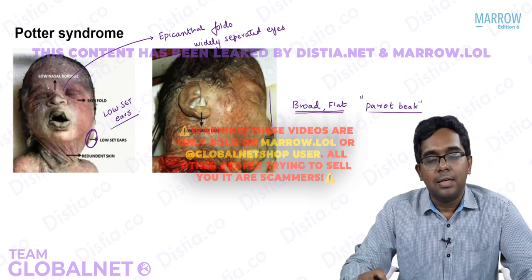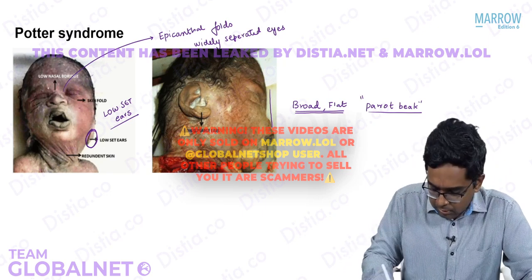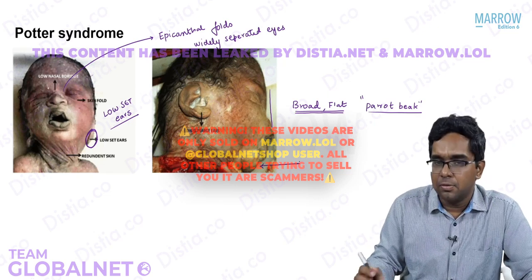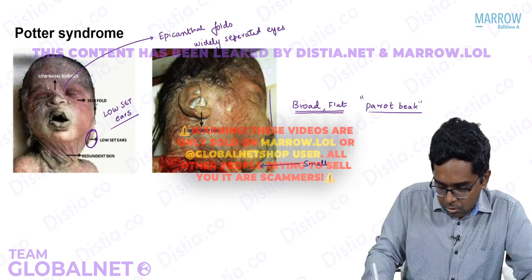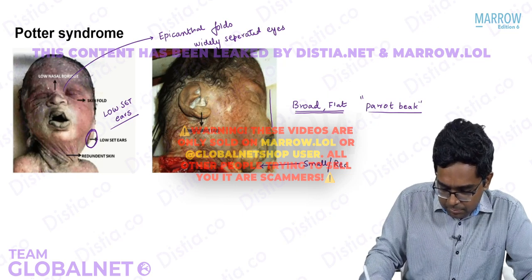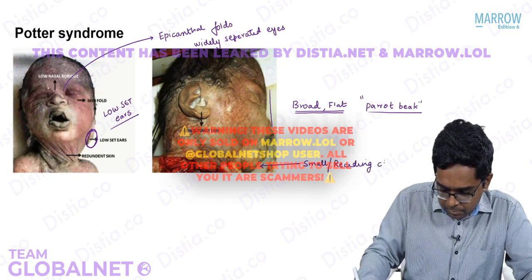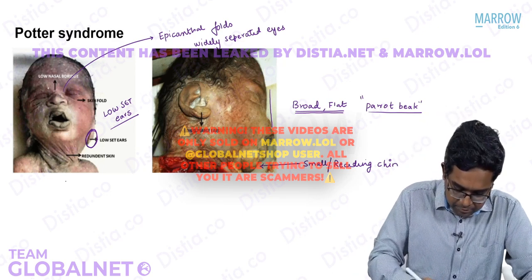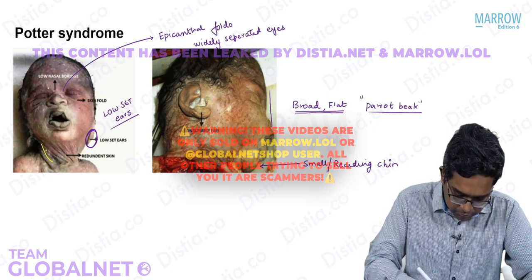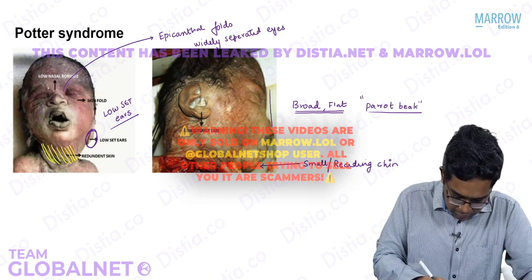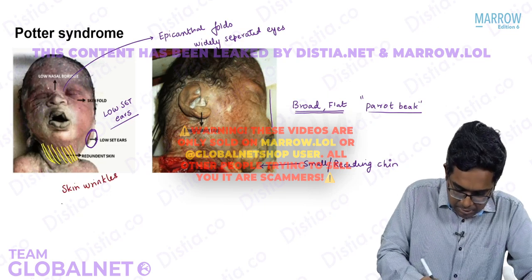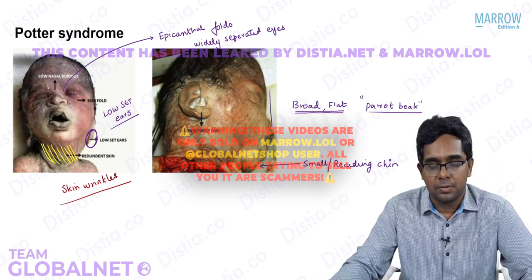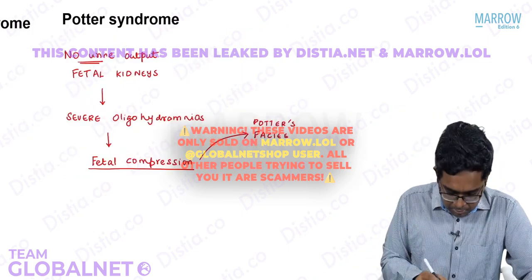The next important point to note is that the chin is pushed backwards and is also small. So it's a small chin, or what we also call a receding chin. Also you can notice this very characteristic finding wherein you have a lot of wrinkles in the skin. These are the characteristic facial features which are collectively referred to as Potter facies. What is the next set of problems?